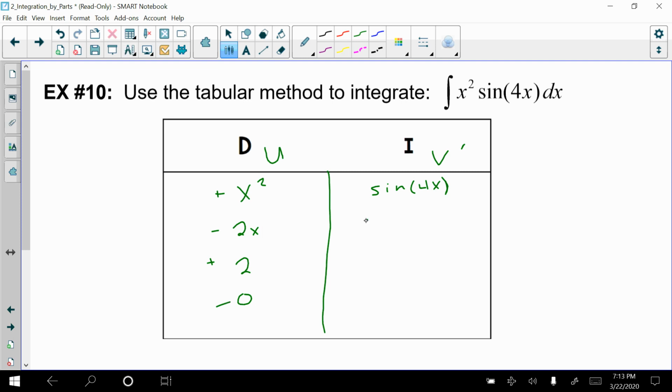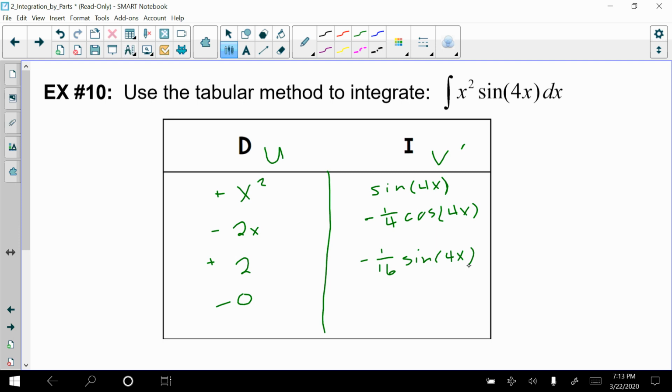So I'm going to get negative 1/4 times the cosine of 4x. And when I keep doing that, we keep multiplying by the 1/4 ratio. And so the next one, the antiderivative of cosine will be sine. So this will be negative 1/16 times sine of 4x. And then one more time, the antiderivative of sine will be negative cosine.